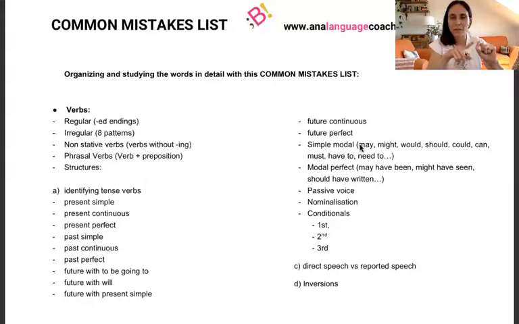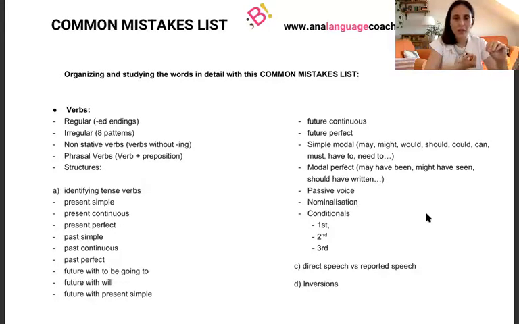Then we have simple modals, that are may, might, would, should, could, can, must, have to, need to. And remember, with would, should, could, be careful, because some people say the L, some people pronounce the O in a very strange way, or even would. It's like when you say voulez-vous, okay? So it's a very soft kind of V, like when you say violet, okay? So would, should, could.